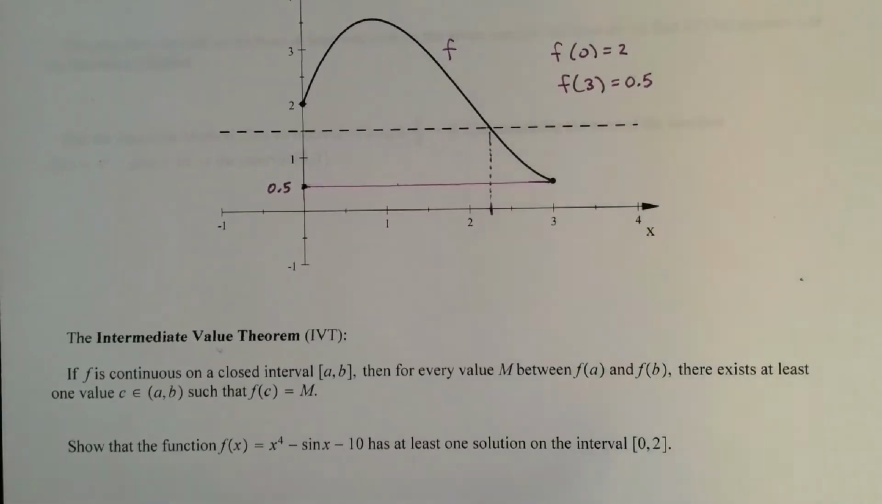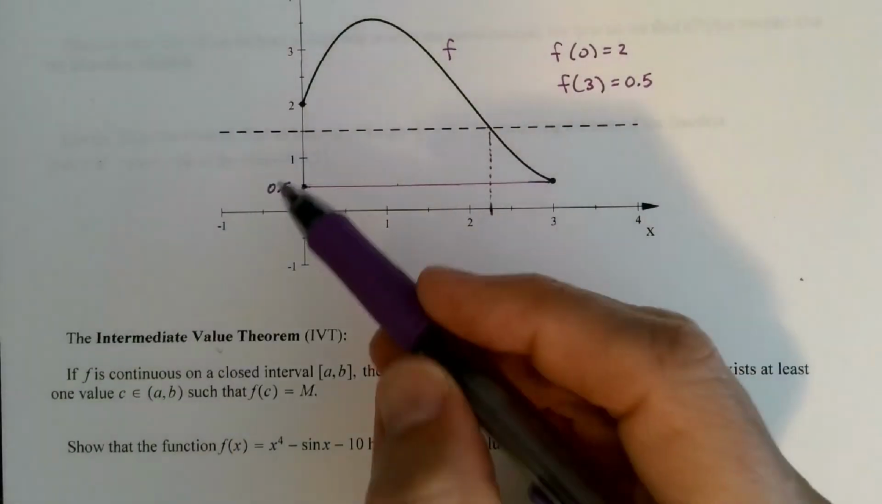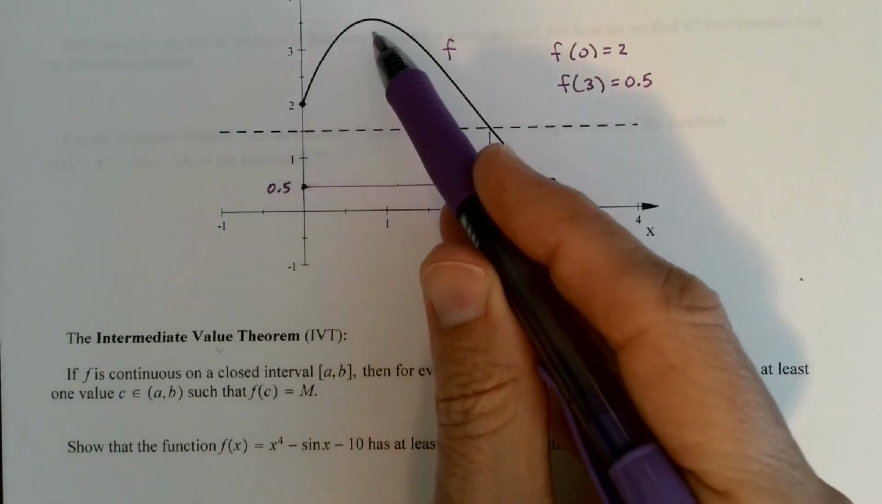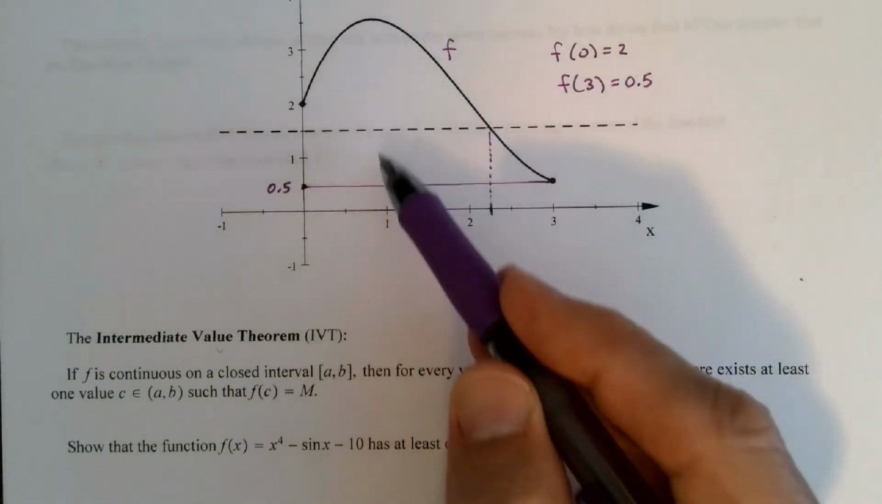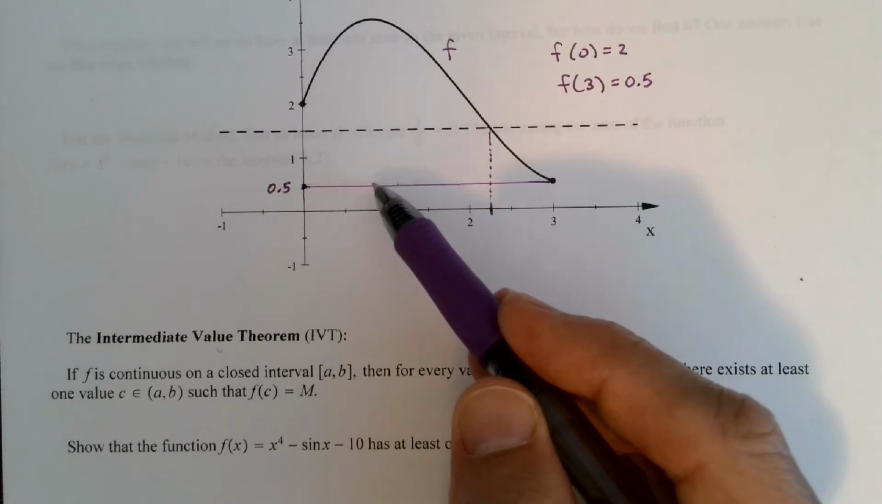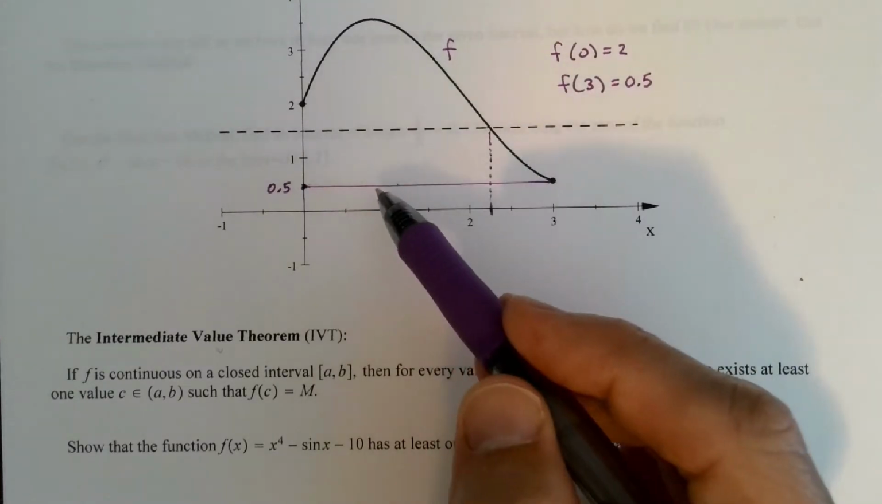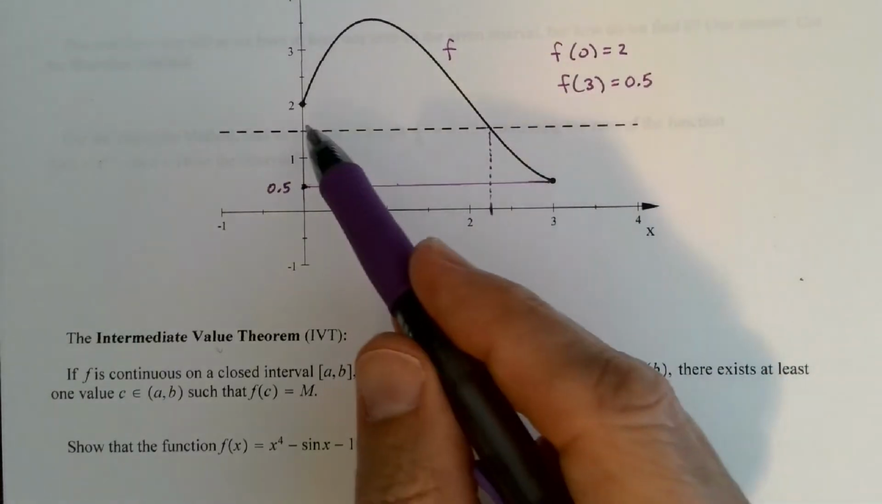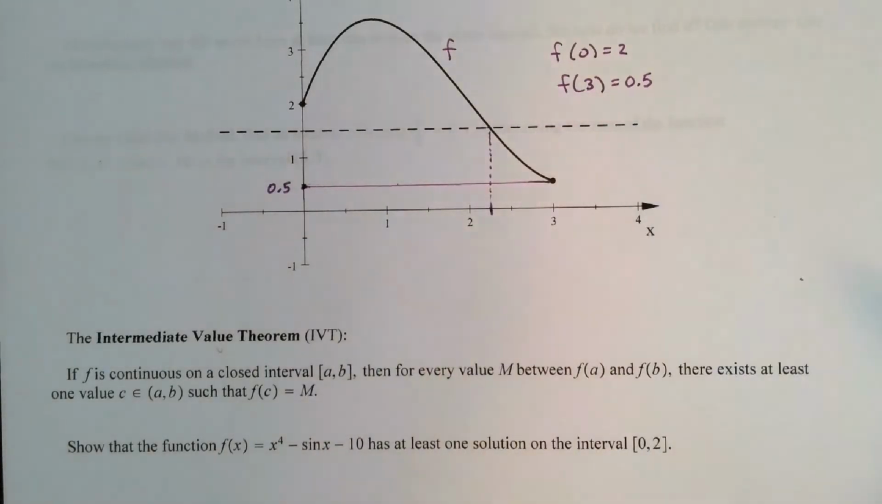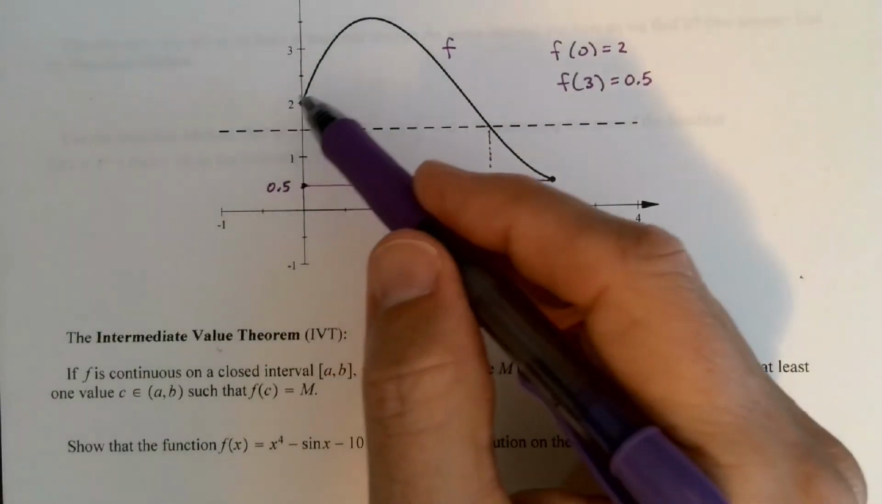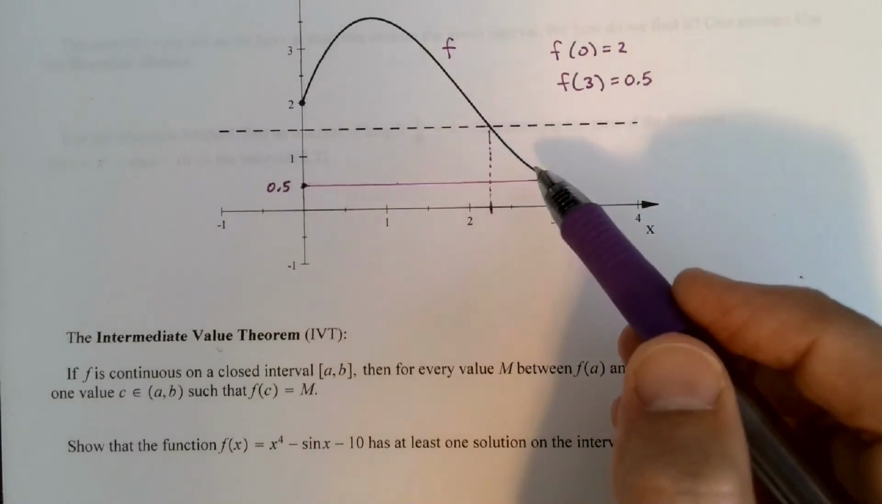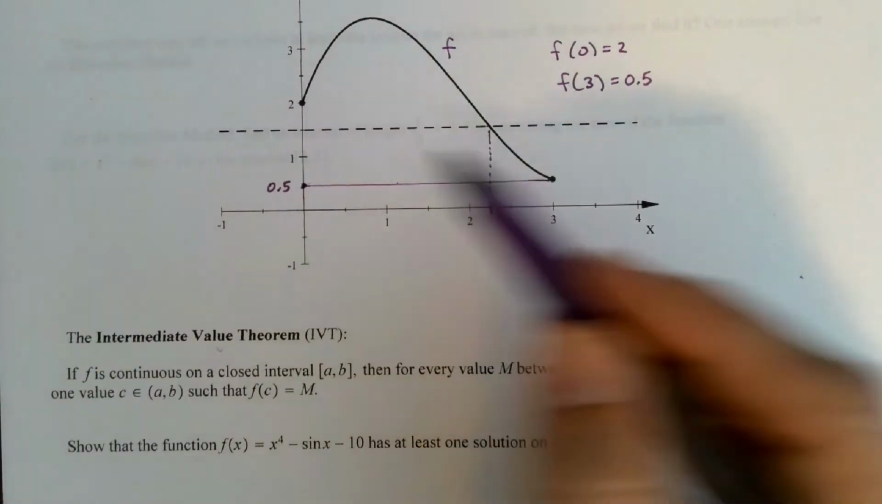Of course, it only works if the function is continuous. If it's not continuous, I can have a hole up here and I can jump down, have a jump discontinuity where it's not continuous, and then I can continue on to this point and never touch that dashed line. Or something like a vertical asymptote, right? I can go up to infinity here, go down to minus infinity here, and never cross that line.